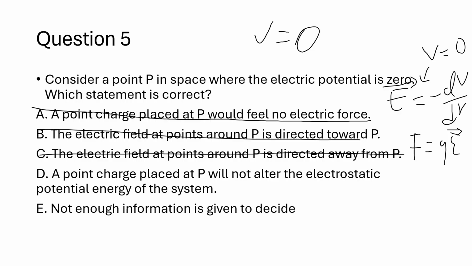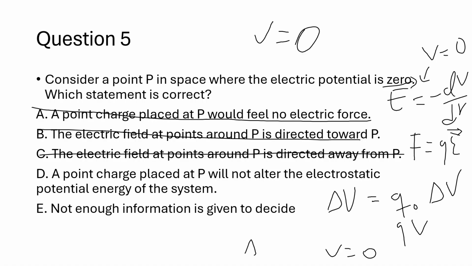So we know that the change in the electrostatic potential energy here will be equal to the charge times the change in the electric potential. But now, at that point, it's actually QV. At that point, we know that V equals 0. So definitely, change in U will also be equal to 0. Therefore, the answer is D. The answer is D. Thank you.